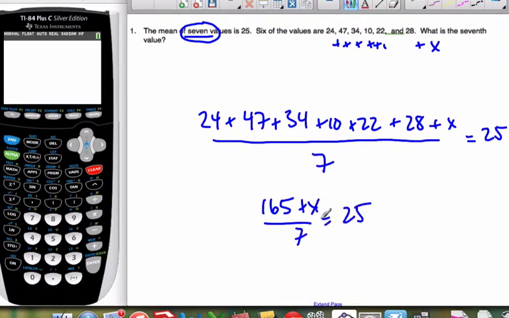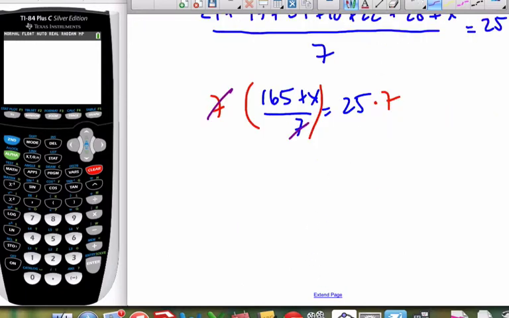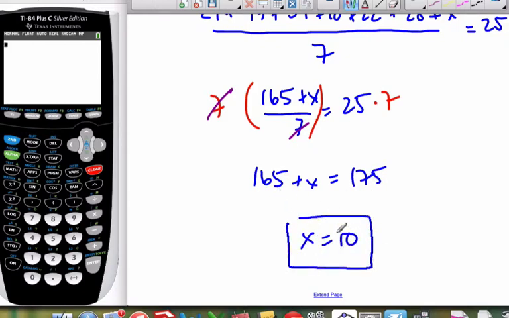And now I have to solve for x. What I can do is multiply both sides by 7. If I multiply this side by 7 and this side by 7, those 7's cancel, and I have 165 plus x equals, if I do that, I get 175. And so I know x is going to be 10 when I subtract 165. So that's the missing number.